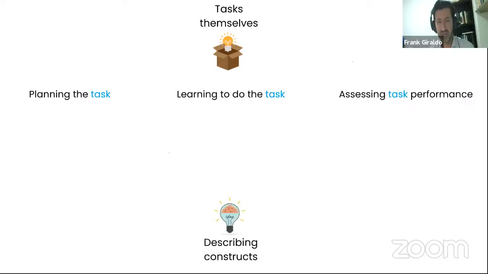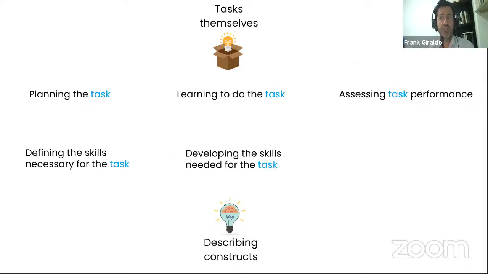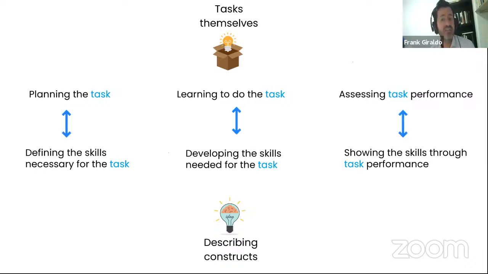When you're going to assess, you need to describe what particular skills you wanna check in the task. So you define them when you're planning the task. You help your students to develop the skills to be successful in the task, and then the students show that they have the skills when they do the task performance. So these are the interfaces. This is the heart of the workshop today.